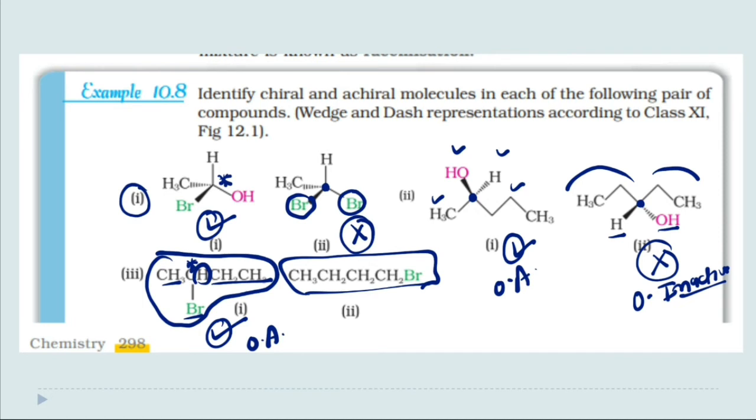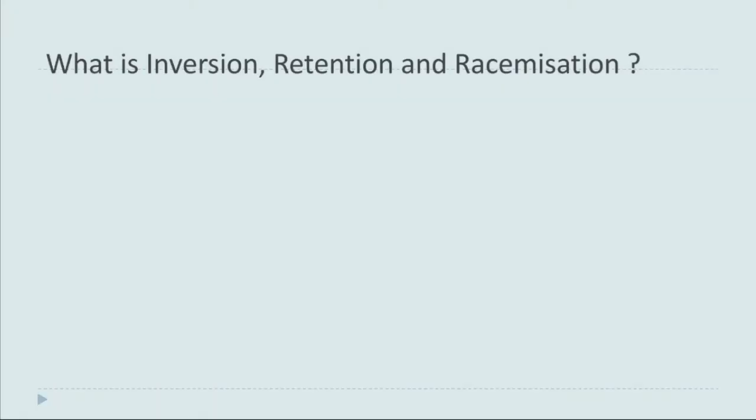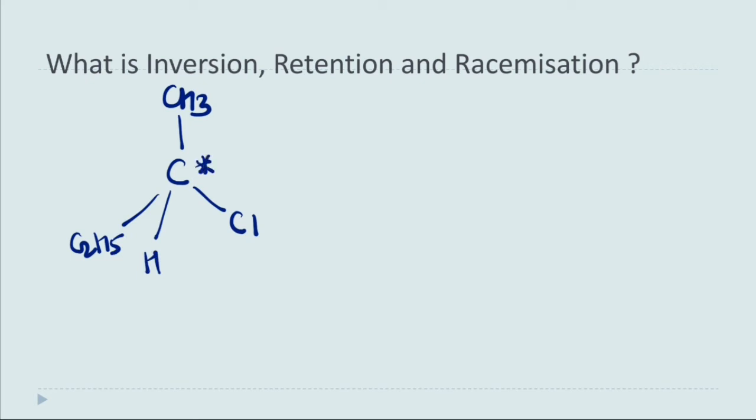Whether it is chiral or achiral, optically active or inactive, you have to figure it out. Now we will discuss what is inversion, retention and racemization. Suppose we have a haloalkane with chlorine, and three other groups like methane, ethane and hydrogen. Now we know that this carbon is chiral, that means it is optically active.